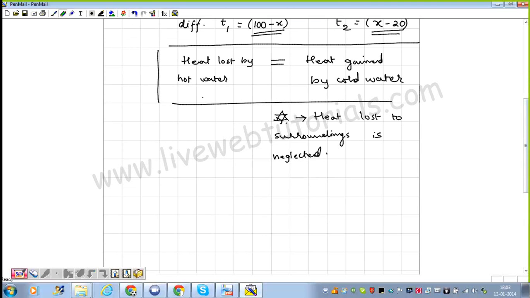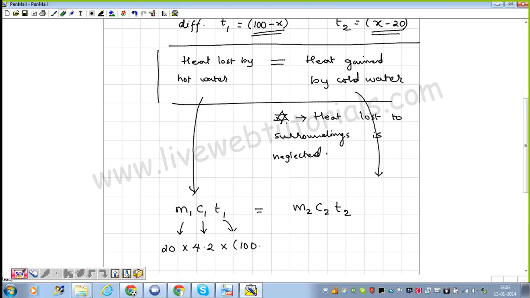So now here, heat lost by hot water is going to be m1 c1 T1. This is equal to the heat gained by cold water, which is going to be m2 c2 T2. This mass is 20 grams. Specific heat capacity for water is 4.2. This is going to be 100 minus x. This is equal to the mass of cold water, 40 grams, multiplied by the specific heat capacity of water, again 4.2, multiplied by the difference in temperature, which is x minus 20.